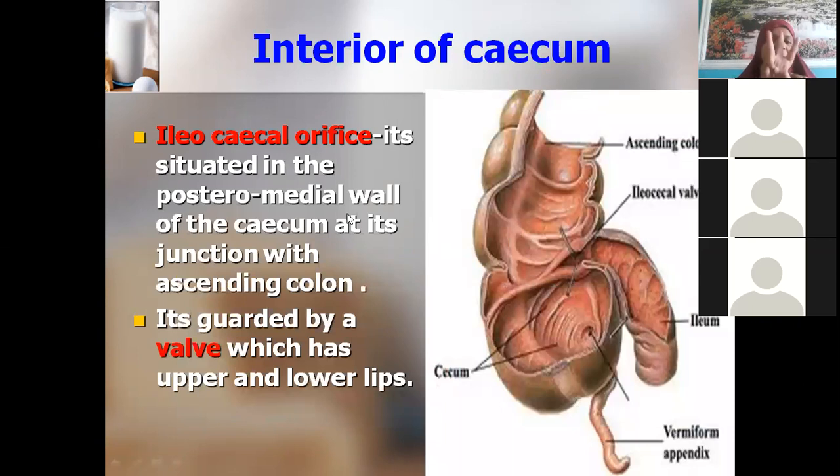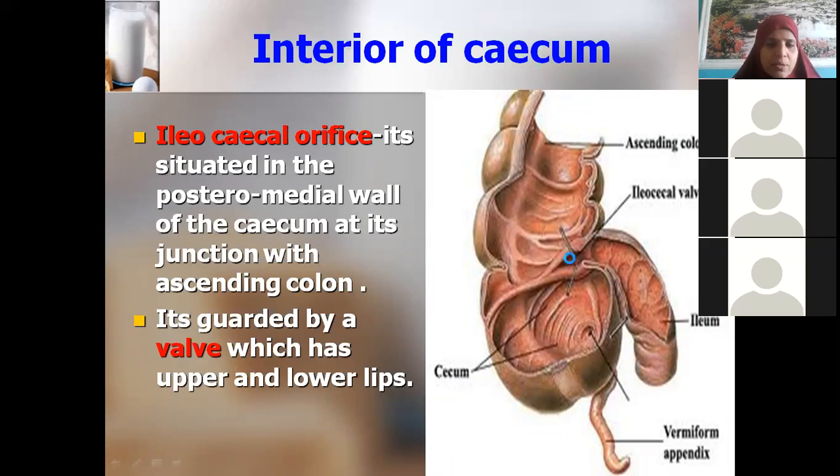Interior of cecum itself may come as a 3 marks question. So inside the cecum, I told you we have this ileocecal orifice, which is situated in the posterior medial wall of cecum, posterior and also midline, where it is now continuing as ascending colon. So it has two valves. This is the lower lip. This is the upper lip.